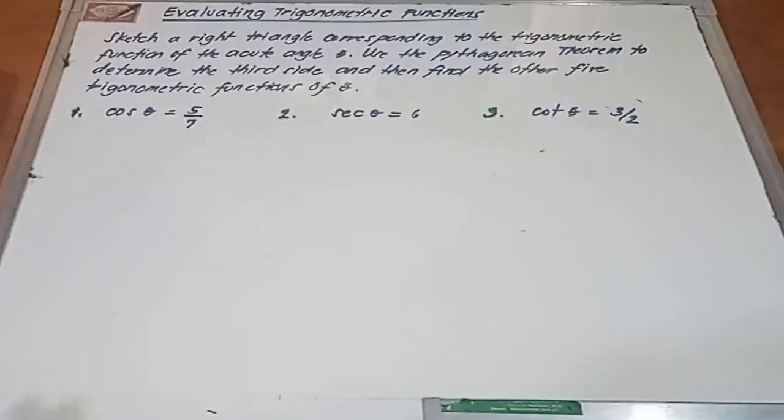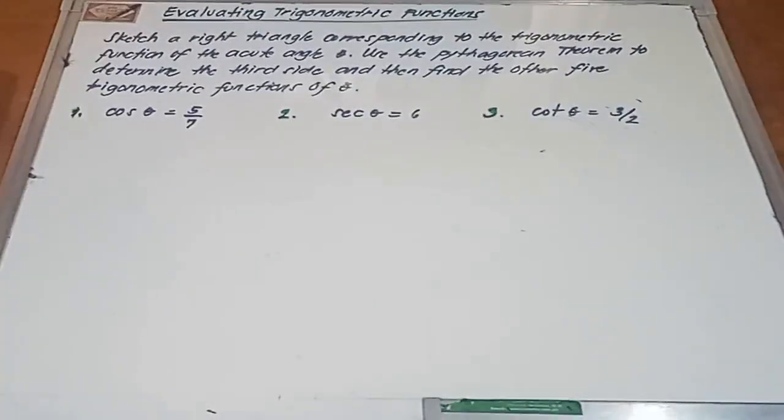Okay, so in this video, I'm going to show you how to evaluate trigonometric functions gamit yung ating right triangle trigonometry, specifically yung 6 trigonometric functions. Dito, ang alamin natin ay yung 5 other trigonometric functions given yung ating isang trigonometric function.